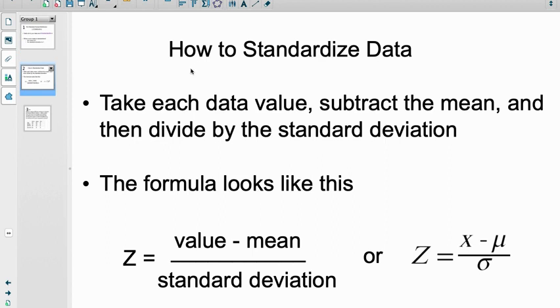So how to do this, you're going to take each value in your data, subtract the mean of the data, and then divide by the standard deviation. So to get your Z score, your Z value, you take the data value, subtract the mean, divide by standard deviation. Or the shortened condensed version, Z equals X minus mu over sigma, where mu is the mean, sigma is standard deviation.